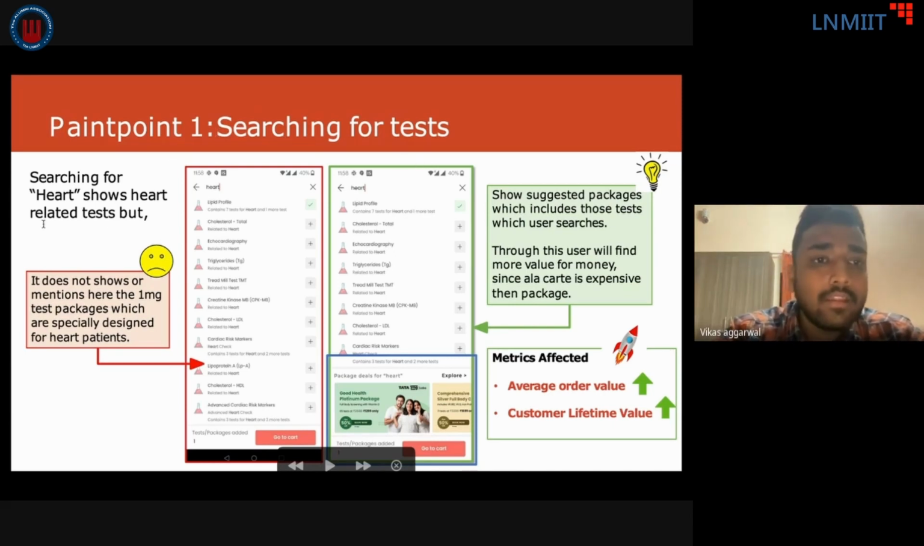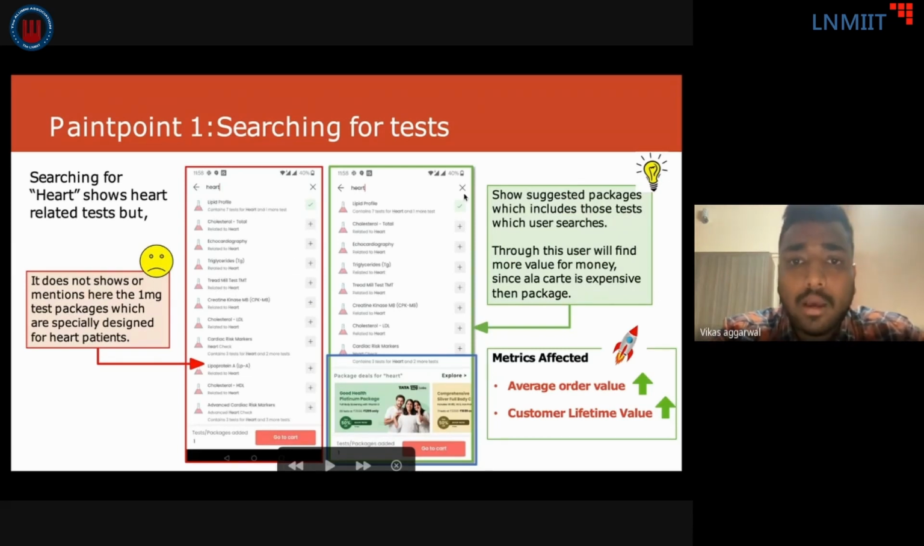पेन पॉइंट क्या है? अब सर्चिंग फॉर द हार्ट शोज हार्ट रिलेटेड टेस्ट, but it does not show or mention here the 1mg test packages which are specifically designed for the heart patients. ठीक है, अब हार्ट पेशेंट्स के लिए देखो लिपिड प्रोफाइल टेस्ट आ रहा है, ट्रेडमिल टेस्ट आ रहा है, मतलब these are not important tests.